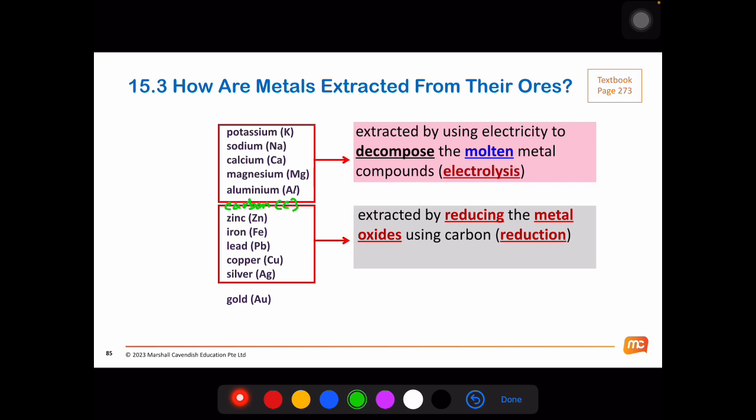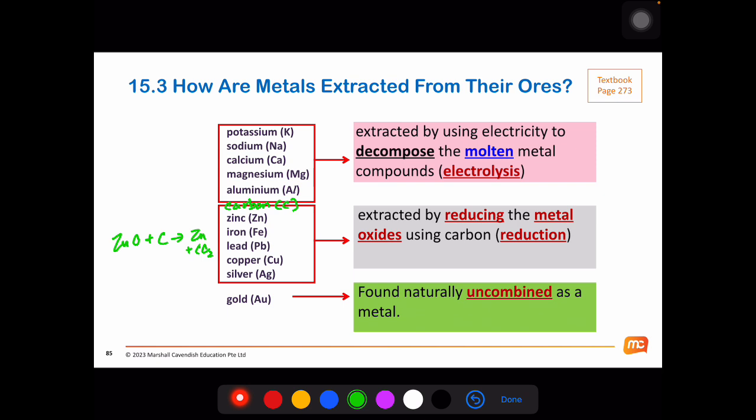If the metal is below carbon, that means we can use carbon to reduce the metal oxide. For example, if you have ZnO, I can add carbon and form Zn coming out, with carbon dioxide as the byproduct. This is how carbon extracts, and extract means to take out. It takes out the zinc from the compound of zinc oxide.